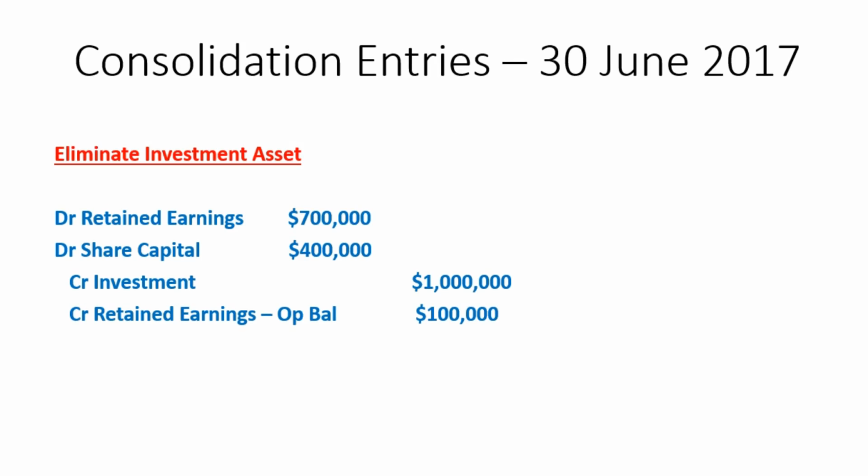Okay. And then in subsequent years as well, this entry will stay the same as it is here. We'll debit retained earnings share capital, credit the investment, and we'll credit retained earnings opening balance, again going forward.